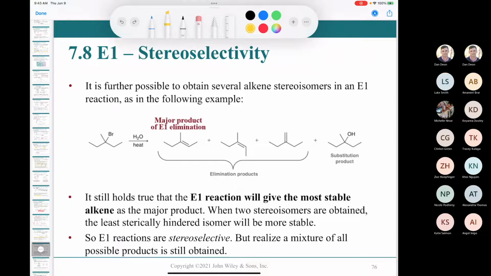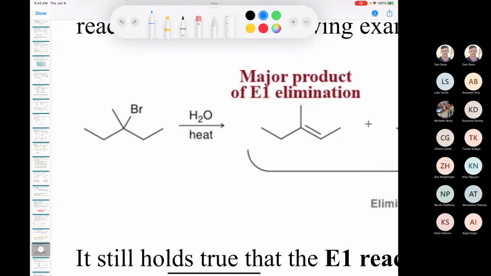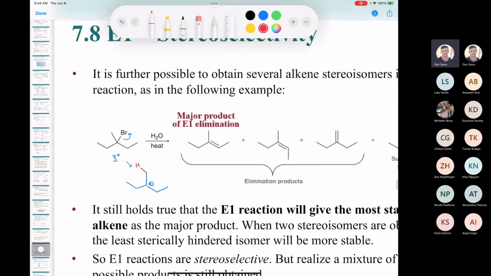Check this out. If we look at this compound, there's a lot of stuff that can happen to this compound. It's a tertiary alkyl halide. We're in water, so we're not in a strong base. The first step would be loss of a leaving group, and you would form a tertiary carbocation. Okay? So hold the phone. You've got this beta proton. If you pulled that one off, that would give you this product.